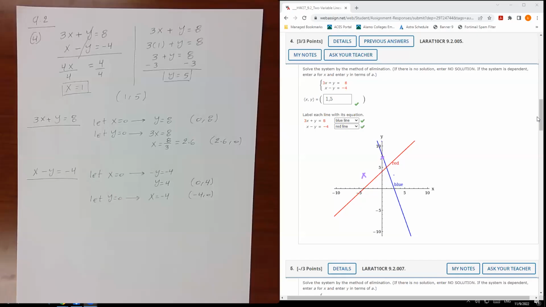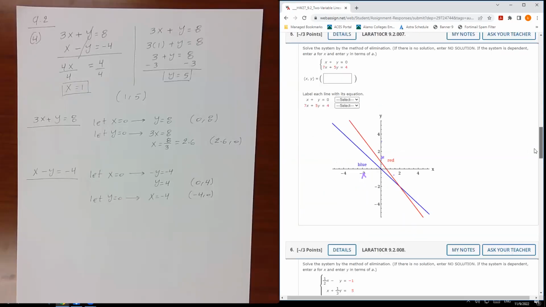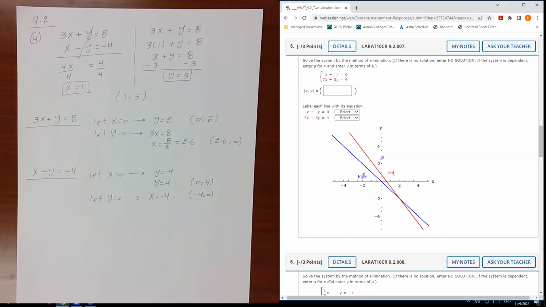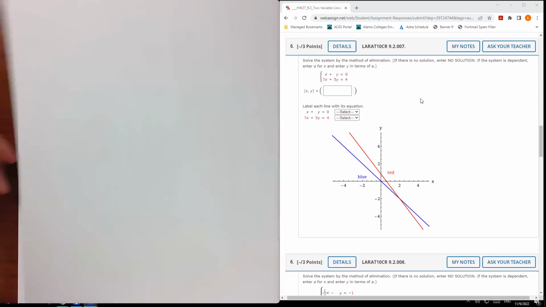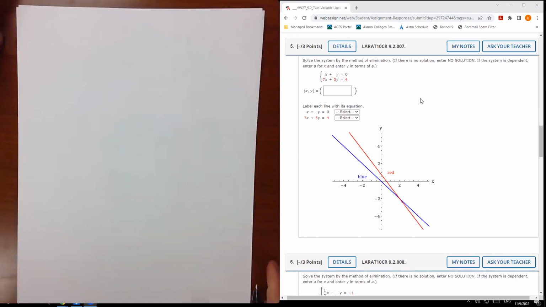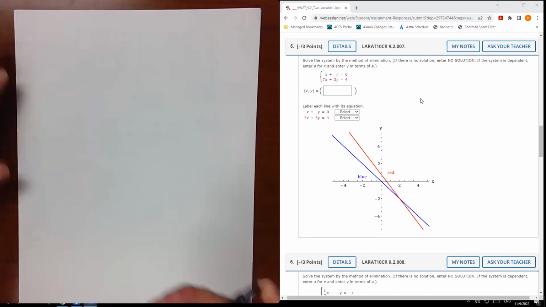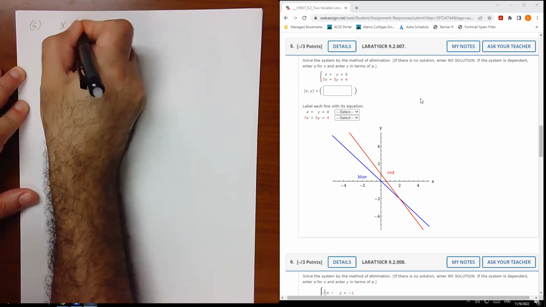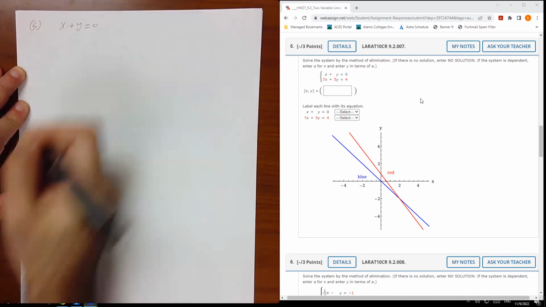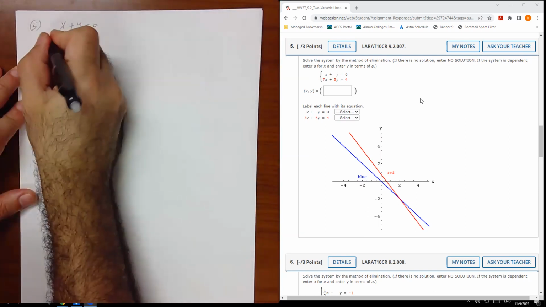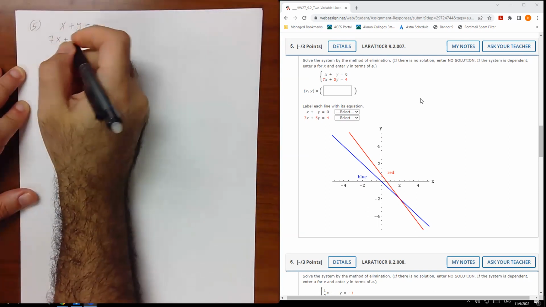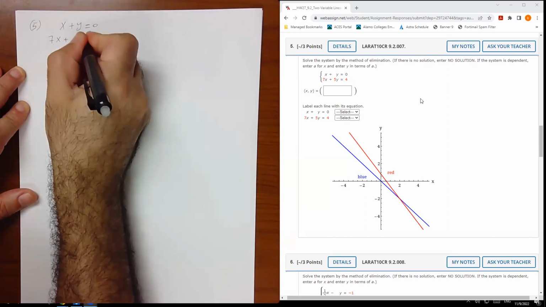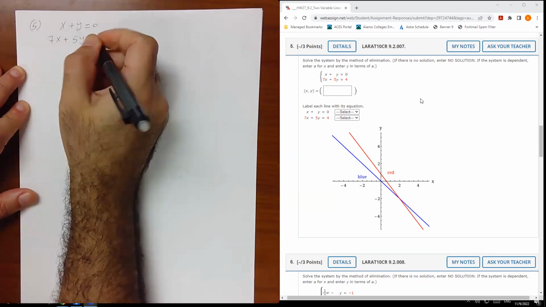Let's go to example 5. We're going to do exactly the same steps for example 5. Our equations are x plus y equals 0, and the second one is 7x plus 5y equals 4.